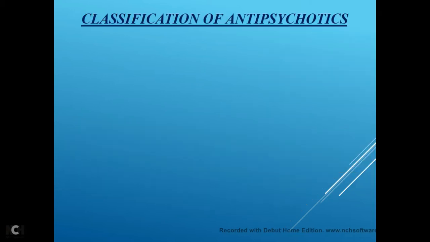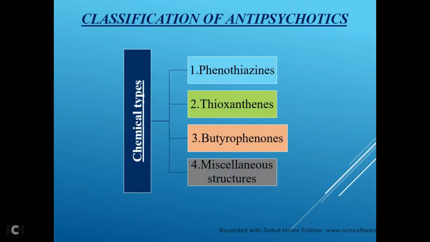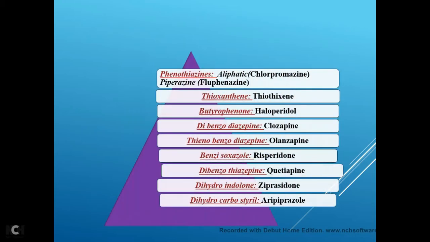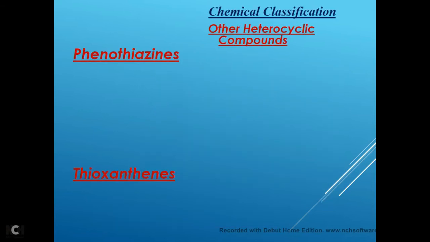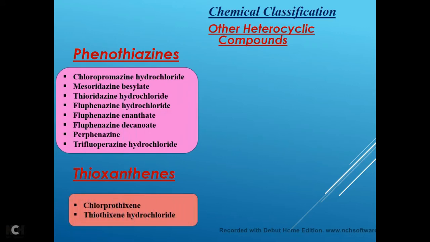Now come to the classification of antipsychotics. Antipsychotics are classified according to different aspects. The first is the chemical type. They are classified into phenothiazine, thioxanthine compound, butyrophenone compound, and miscellaneous structures. Another way of chemical classification of antipsychotic drugs: they are broadly classified into phenothiazine, thioxanthine, and other heterocyclic compounds.